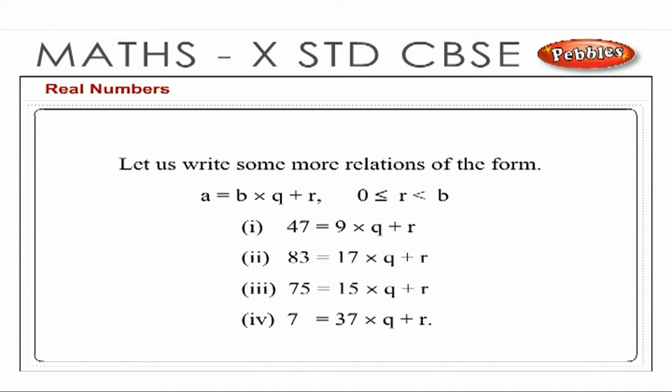Let us write some more relations of the form a is equal to b into q plus r, 0 less than or equal to r, less than b. 1. 47 is equal to 9 into q plus r. 2. 83 is equal to 17 into q plus r. 3. 75 is equal to 15 into q plus r. And 4. 7 is equal to 37 into q plus r.